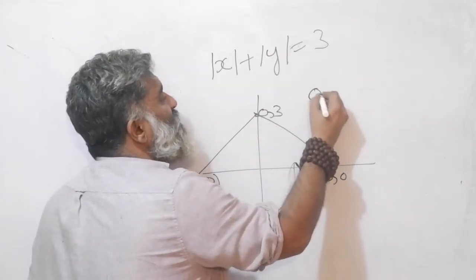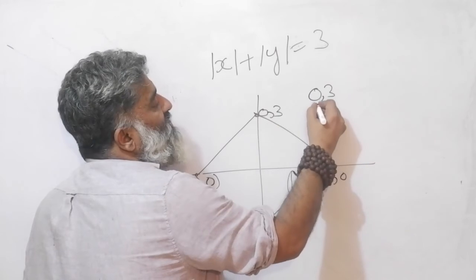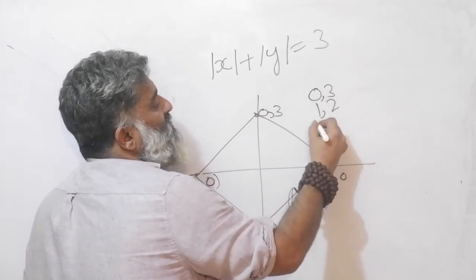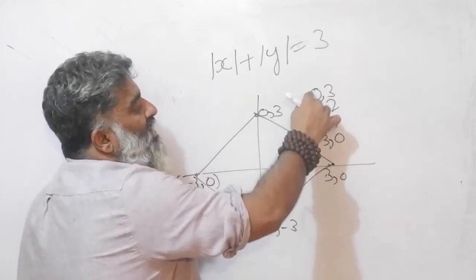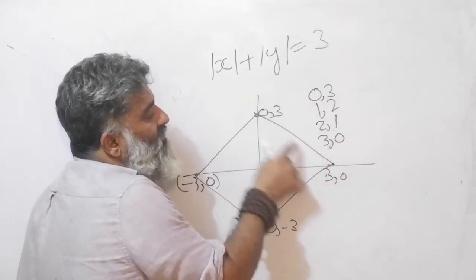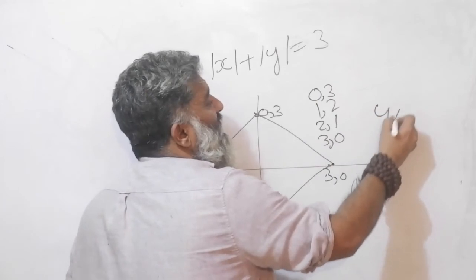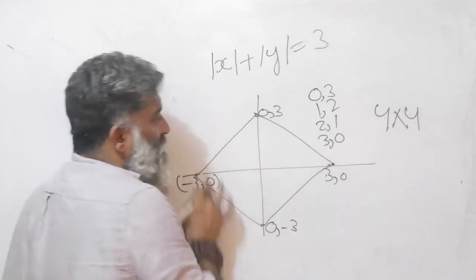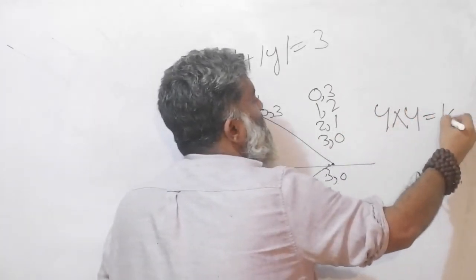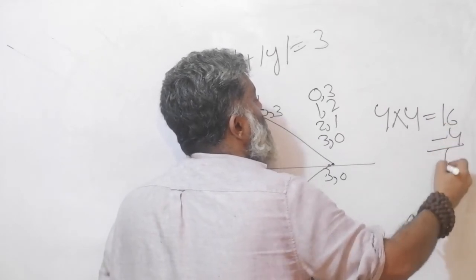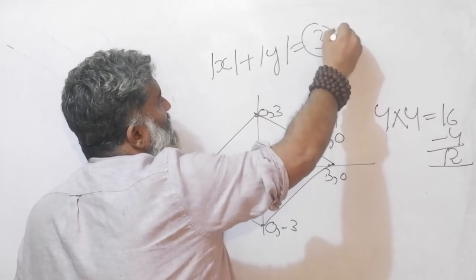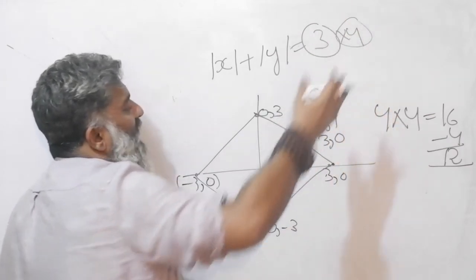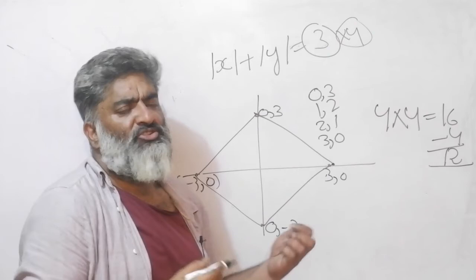Let's quickly look at the story. 0, 3, one solution. 1, 2, another solution. 2, 1, another solution. 3, 0, another solution. How many do I have? 4. I will have 4 per line. How many lines? 4 lines. So 4 into 4, 16. And 16 minus 4 is equal to 12. Oh wow. That means you look at this number and just multiply it by 4 and you shall have your answer. This should be enough.